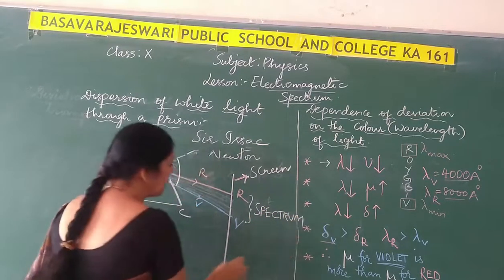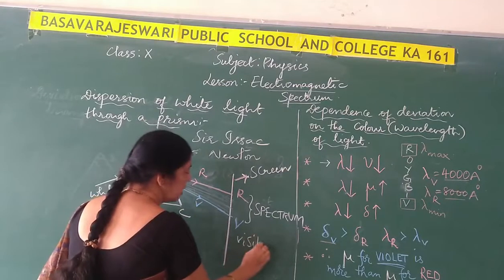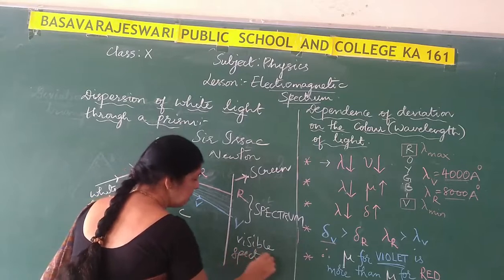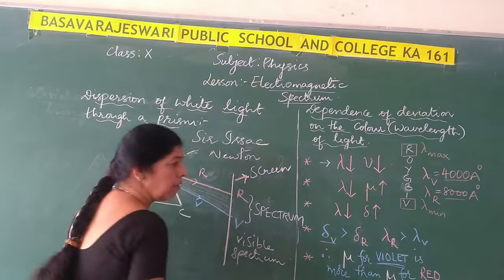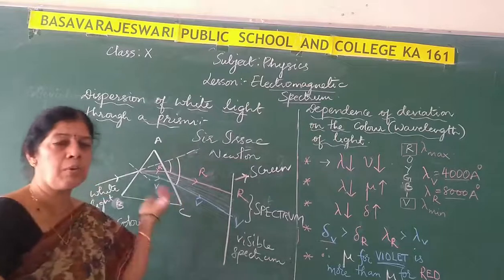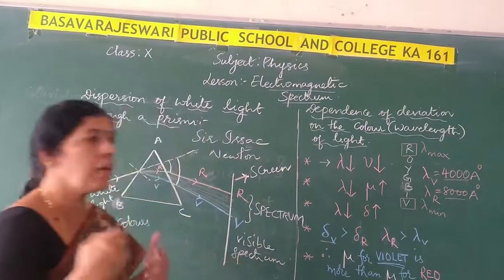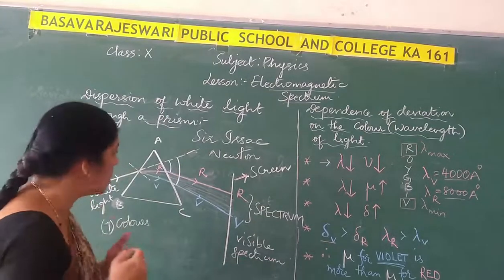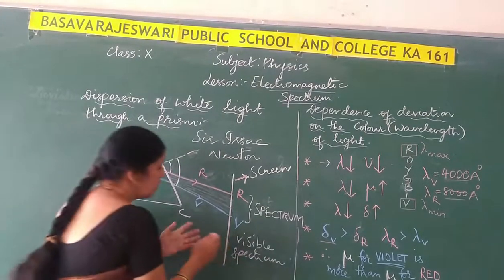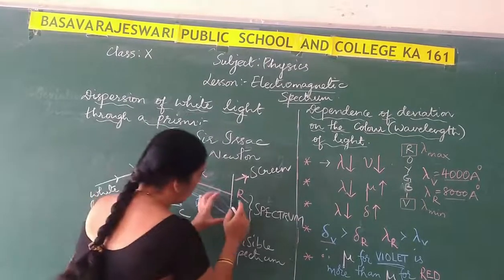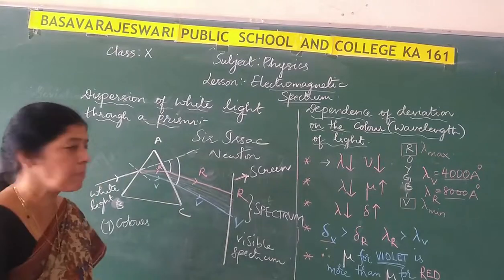Now why it is called visible spectrum is because this spectrum is of visible light. Visible light means the light which we can see, which is surrounding us. With the help of this visible light only we are able to see all the objects around us. So this visible light is split into 7 colors. Understood? And the band of 7 colors is called a spectrum.